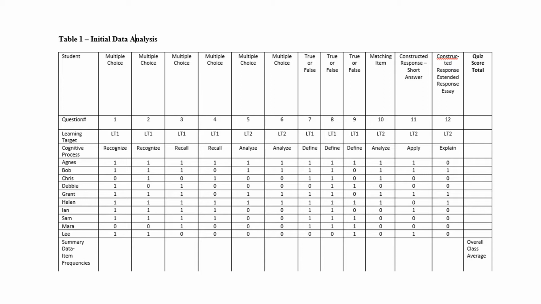The names of the students are listed here starting with Agnes and ending in Lee. Again, these are hypothetical students. And again, ones and zeros refer to whether they got the question right or wrong. So Agnes got question number 1 right, whereas Chris did not get question number 1 right. He got it wrong because there's a 0 there. You see that the last column and the last row are blank, and we'll be going into that in a minute. You actually have to calculate those values.